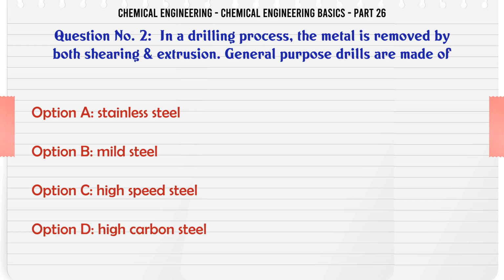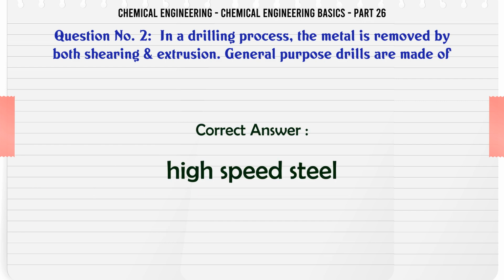General-purpose drills are made of A. Stainless steel, B. Mild steel, C. High-speed steel, D. High-carbon steel. The correct answer is high-speed steel.